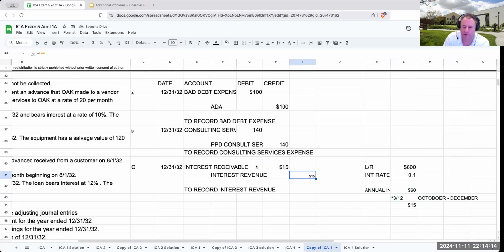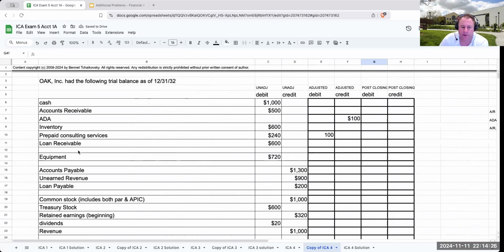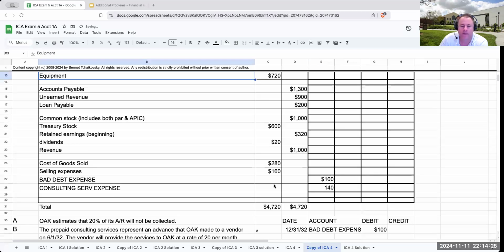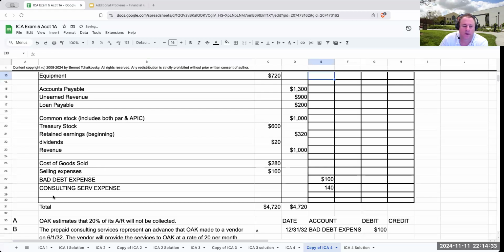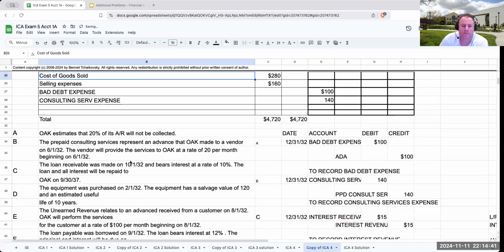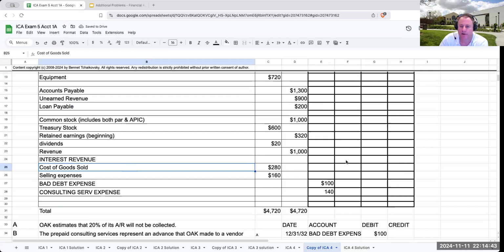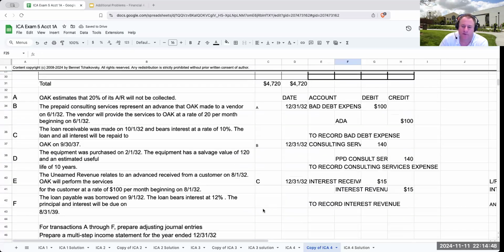Okay, very important to go through and remember. And let me put this in the right place. Okay, so interest receivable, we're going to go ahead and put that right below the loan receivable. And that's going to be at 15. And I'm going to have my interest revenue. And this over here is going to be a credit at 15. Okay, so that's letter C.